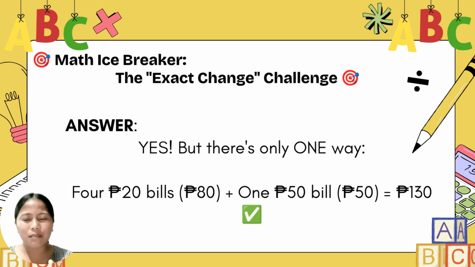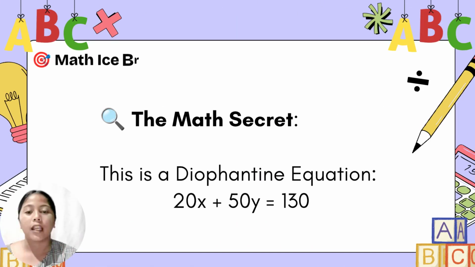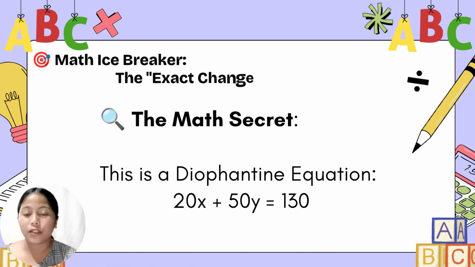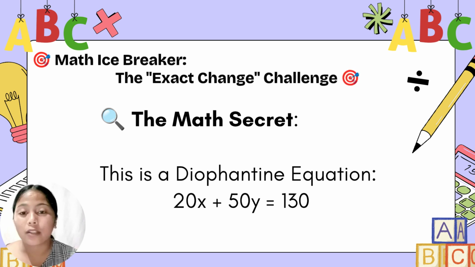And why did it become 130 pesos? In our challenge, the equation only has 20 peso bills and 50 peso bills and didn't mention how many bills. So let's find out. Our math secret is the Diophantine equation so we can get our exact answer. To deeply learn about our icebreaker and challenge answers, we must first learn the linear Diophantine equation.